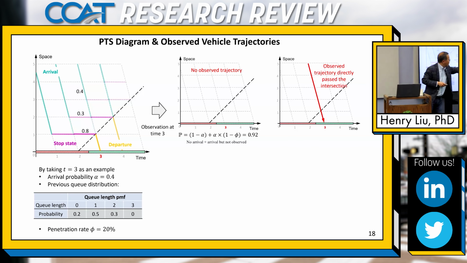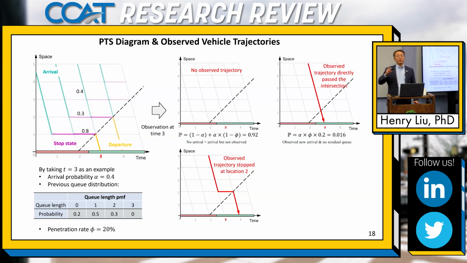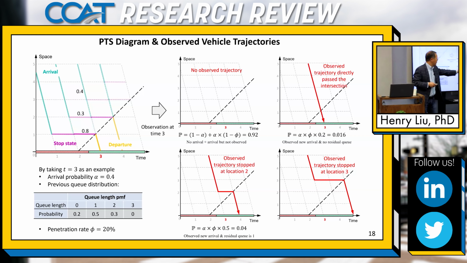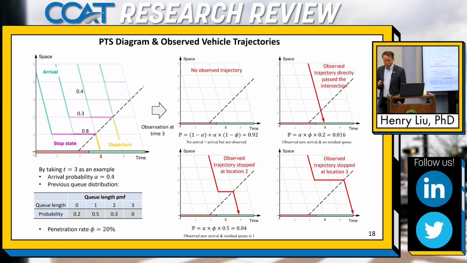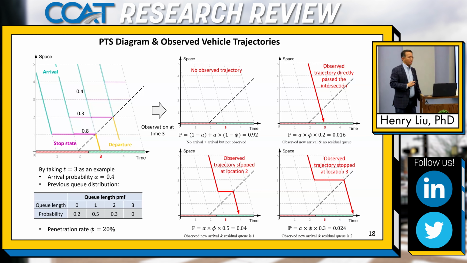If a trajectory arrives at the intersection, and then the queue length is 0, meaning they can pass through the intersection, you can calculate that probability too. And if the queue length is 1, you can calculate that probability. If the queue length is 2, you can also calculate that probability, right? So then you can calculate all these probabilities together with your observed vehicle trajectories. And so that's how we connect the few percent of the vehicle trajectories together with the queuing model.